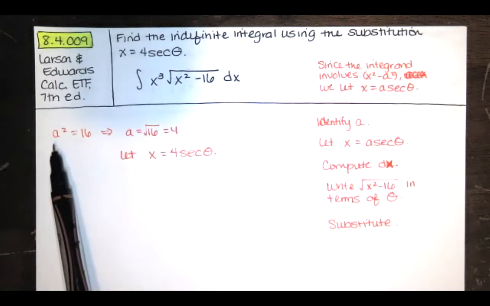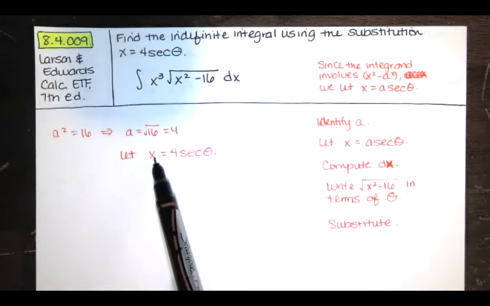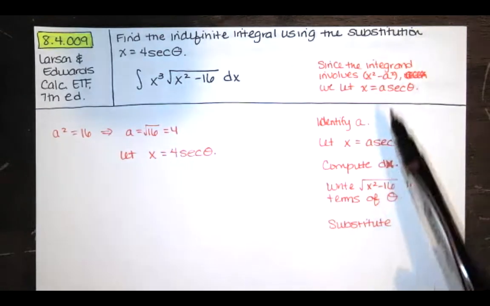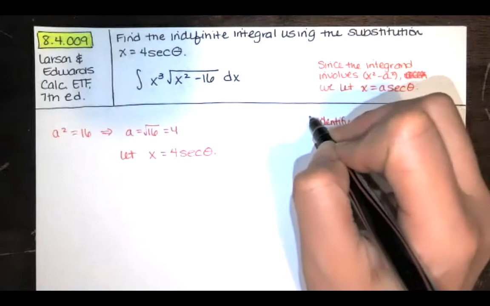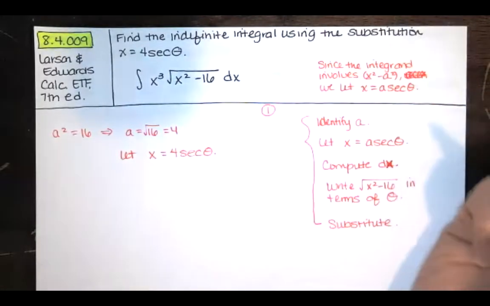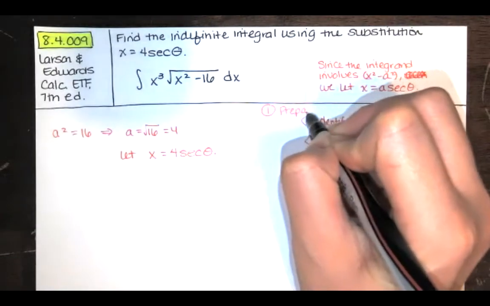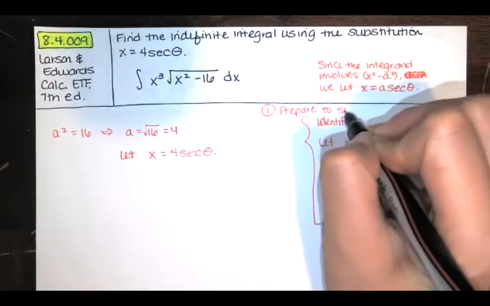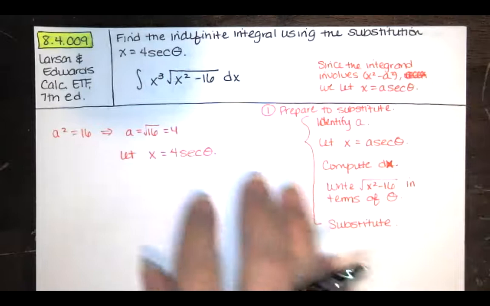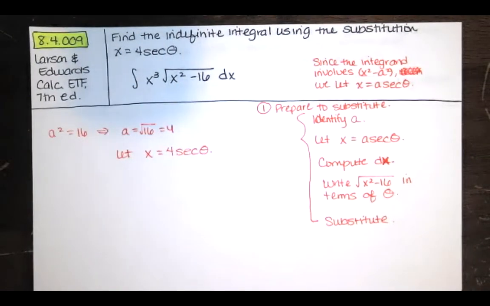So then we would identify a. If a squared is 16, a is 4, then we'll let x equal 4 times secant of theta. And then we're going to do all of these things over here. I like to think of this as the first step in a 4-step process. We're going to prepare to substitute, or in other words, prepare to write everything up here entirely in terms of theta.